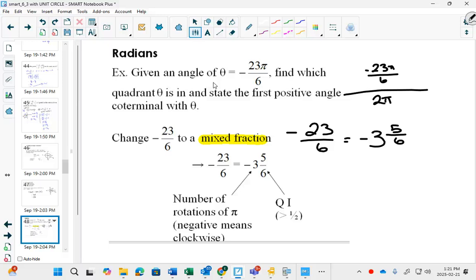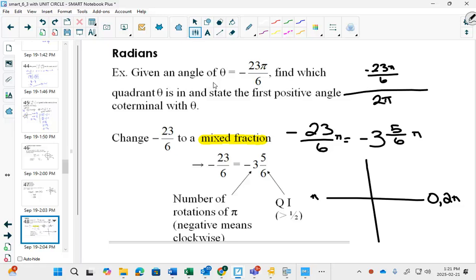Negative would just mean -3 and 5/6. The negative just tells us which direction something is going. Then -23 pi over 6, I can just put the pi afterwards like that. Now we're thinking in terms of pi. So if you think of radians, all the way around in radians is 2 pi. That means halfway around is pi.